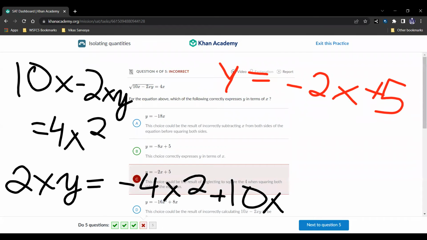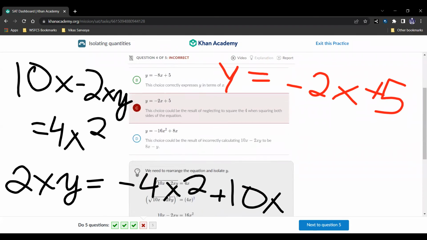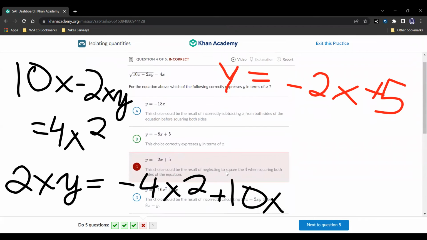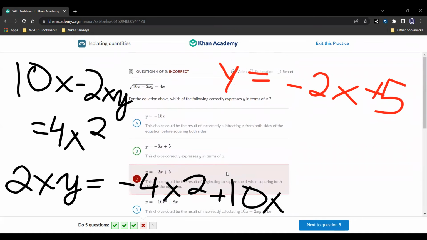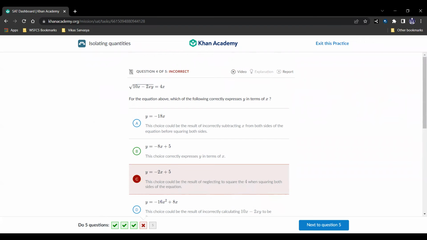And let's move on to the next question, except that it wasn't correct, and let's figure out why. This is what you have to do. You have to make sure that every single piece is correct, and you have to make sure that you check your answers. This is why you have to check your answers. Let's see what we did wrong.